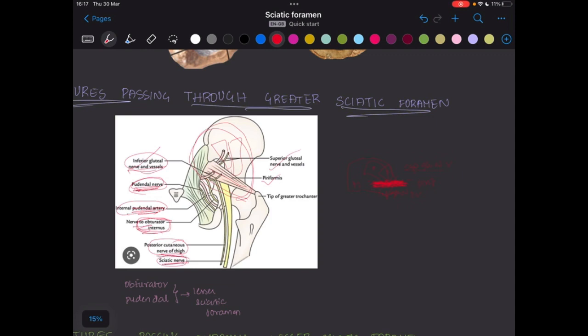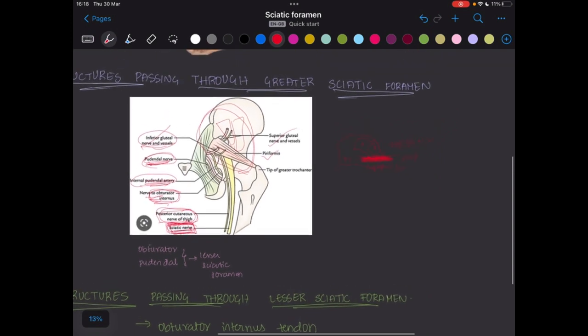Obviously the major nerve of the posterior region of the thigh is the sciatic nerve, right? So you're going to remember it. And after that you also have the posterior cutaneous nerve of thigh, and then the obturator and the pudendal nerve and artery. So all of these are the structures of the greater sciatic foramen: the superior gluteal nerve and vessels, the piriformis, inferior gluteal nerve and vessels, pudendal, nerve to obturator internus, posterior cutaneous nerve, and the sciatic nerve.